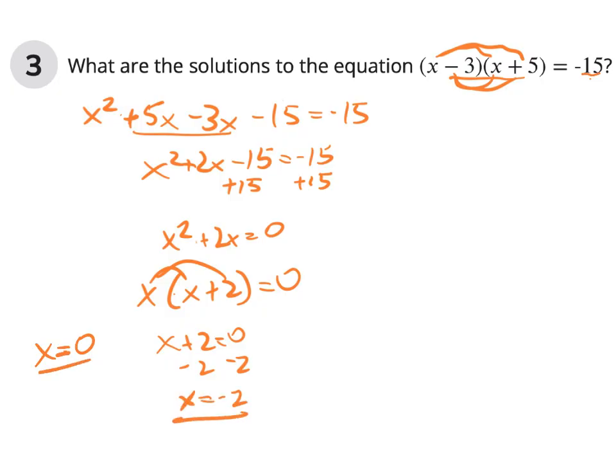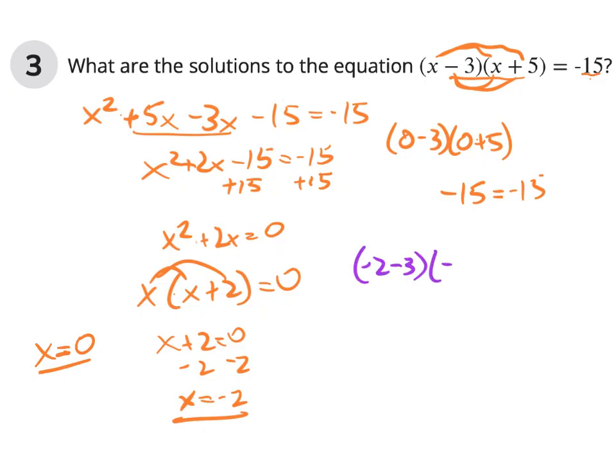But just like with systems of equations, I have to make sure that it works. So I'm going to stick in 0 minus 3 times 0 plus 5. And negative 3 times 5 is negative 15, which equals negative 15. And now for the next one, I'm going to stick in negative 2 minus 3 and negative 2 plus 5, which gives me negative 5 times positive 3, which equals negative 15. Negative 15 equals negative 15.